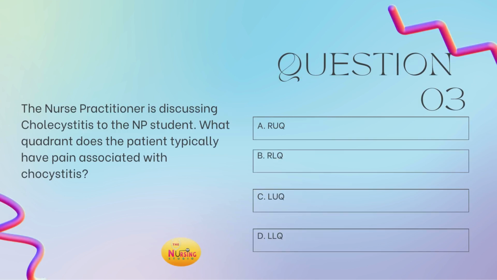And then lastly, question number three: the nurse practitioner is discussing cholecystitis with the NP student. What quadrant does the patient typically have pain associated with cholecystitis? I don't know what that says right there, but it's supposed to say cholecystitis. Is it A, right upper quadrant, B, right lower quadrant, C, left upper quadrant, or D, left lower quadrant? Take a moment and tell me what you got.